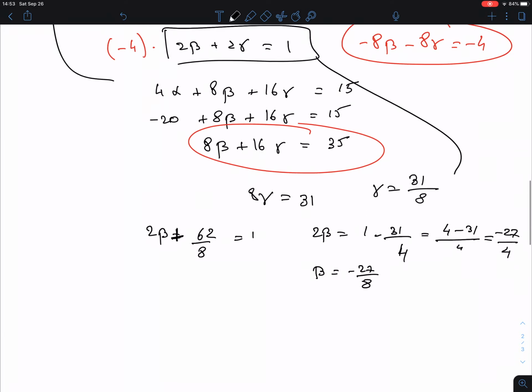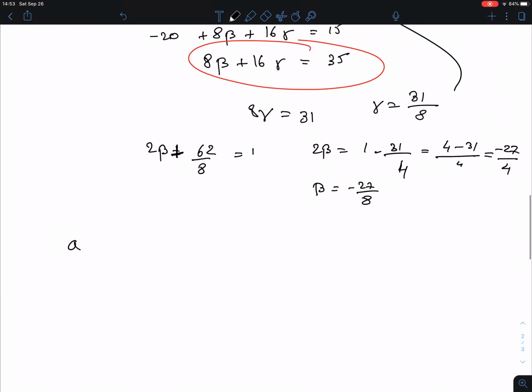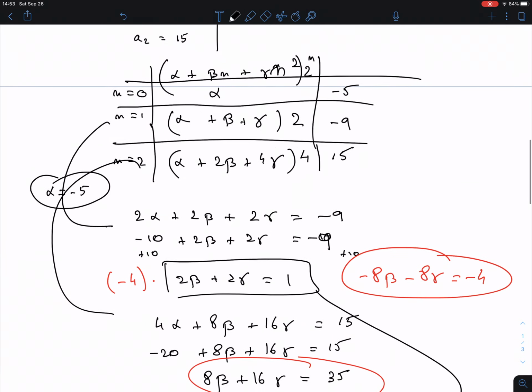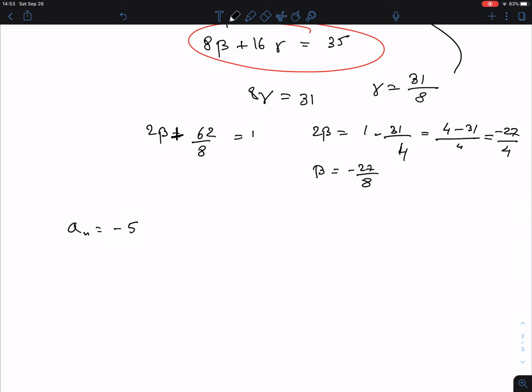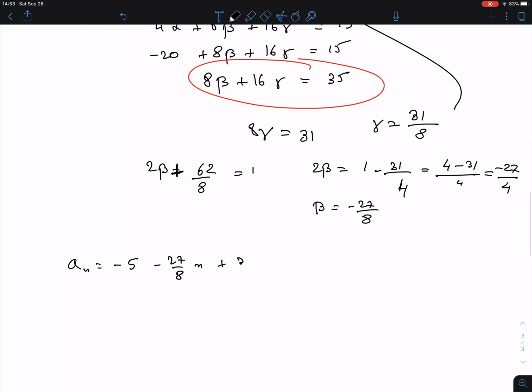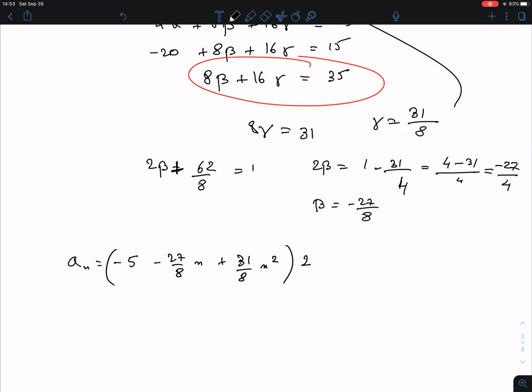So what we conclude is that our solution is, always try to make the conclusion, write down what the final answer is, right? Minus 5 minus 27 over 8 n plus 31 over 8 n squared, times 2 to the power n. It's a little bit annoying, but we could double check that we didn't do anything wrong here.